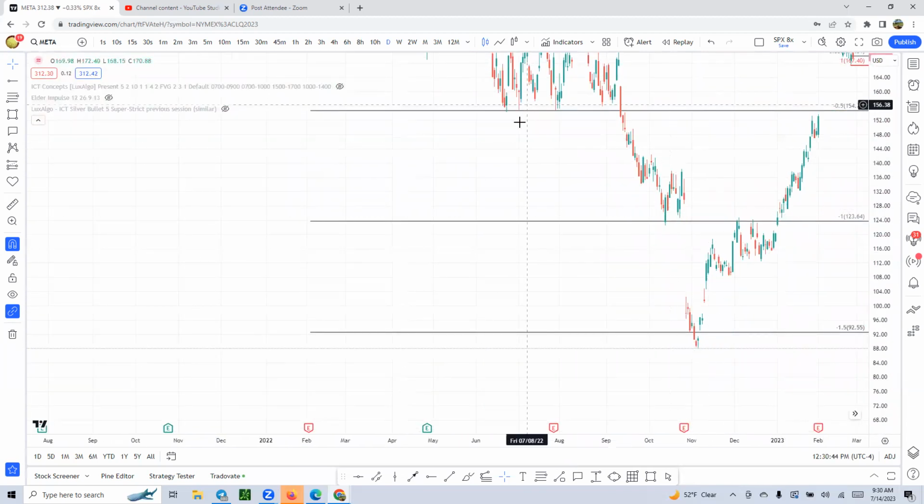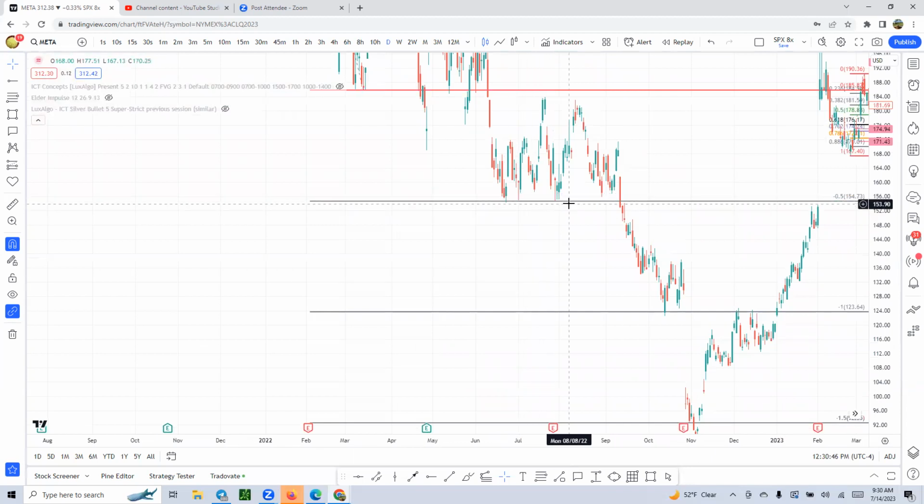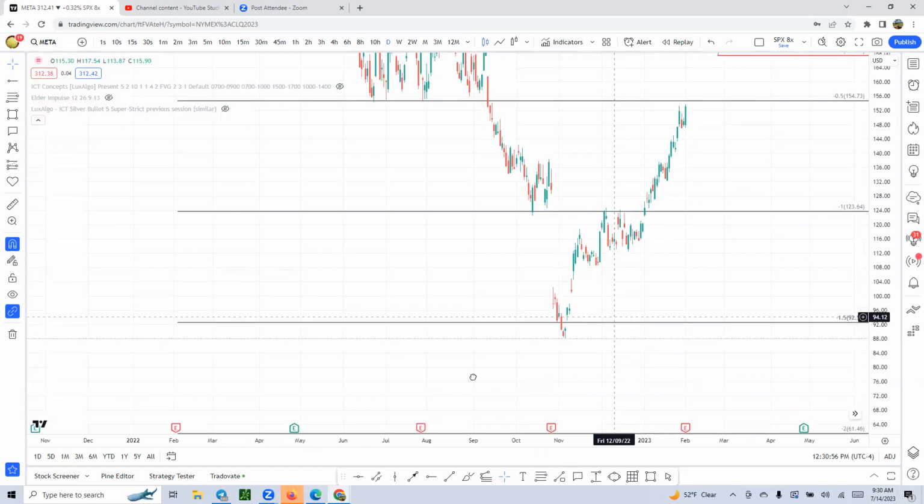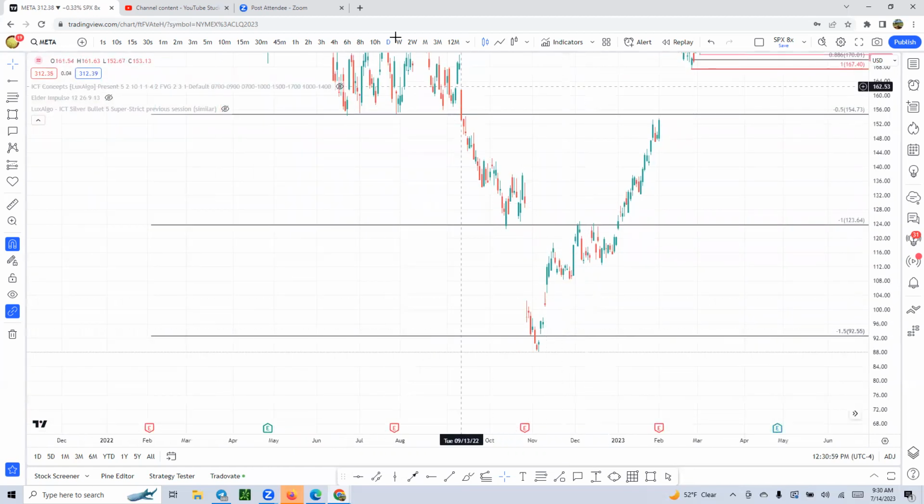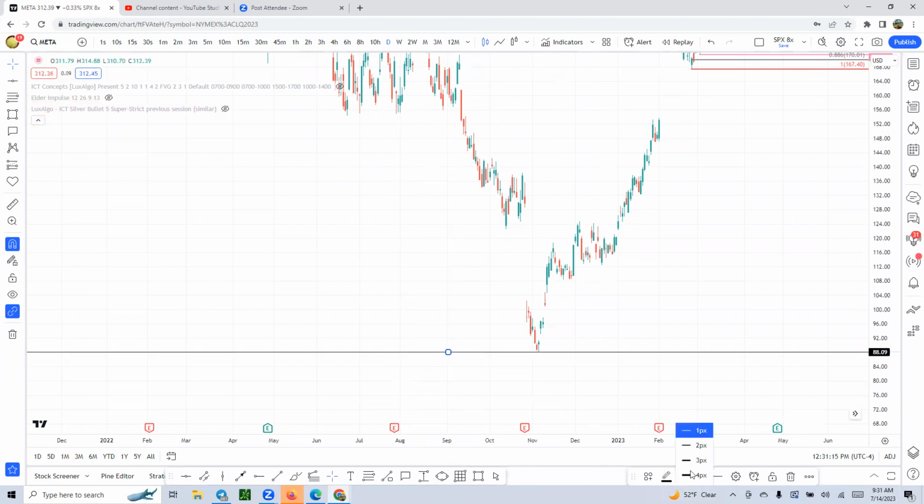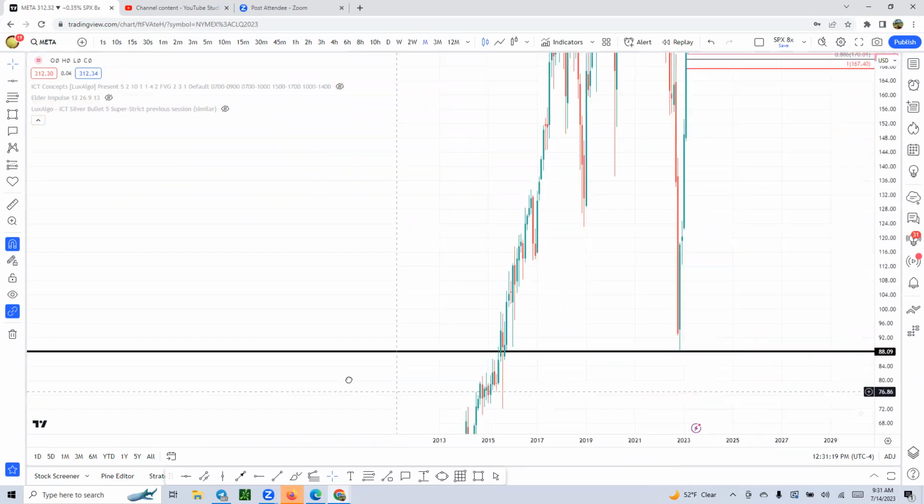So interesting. See how it came down to this 5, found some support, finally broke through, came down to this 1 extension, broke through, came down to this 1.5. And then finally, that's where we had the reversal. So let's look on a higher time frame to see, did this take out liquidity before it finally reversed? So let's put this here. Let's make it nice and chunky, chunkalicious. Let's go to a monthly chart and see what we see.